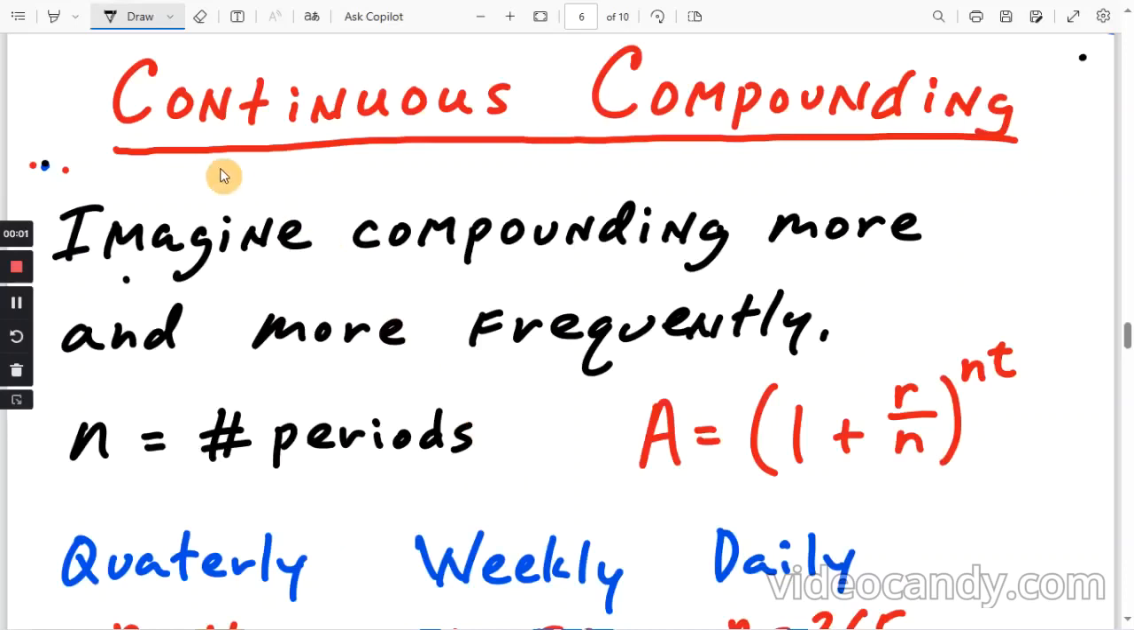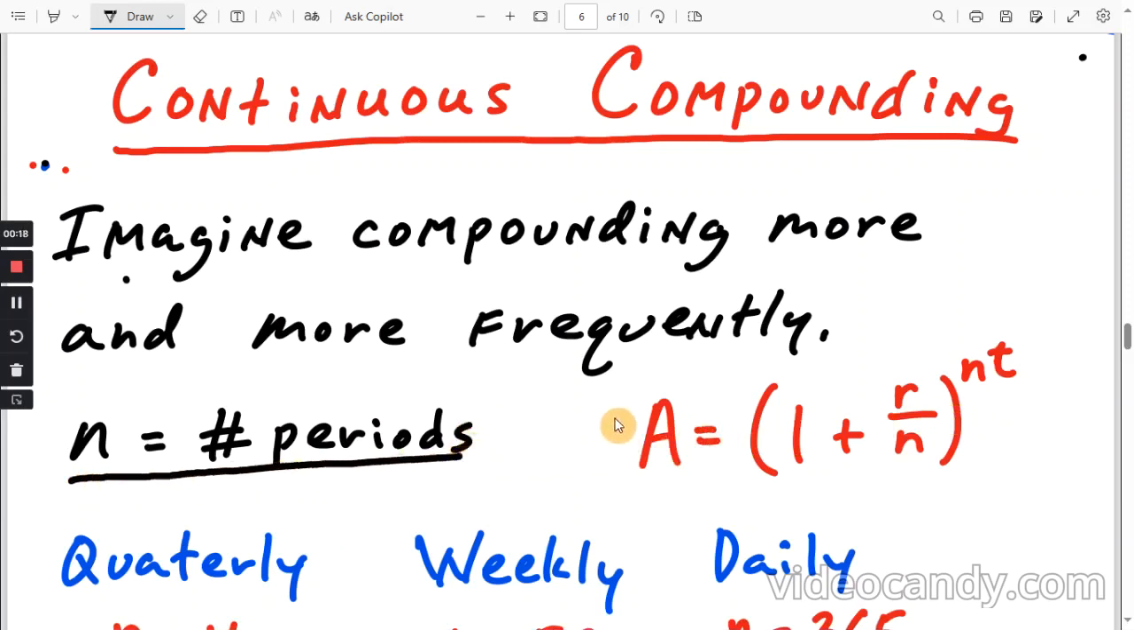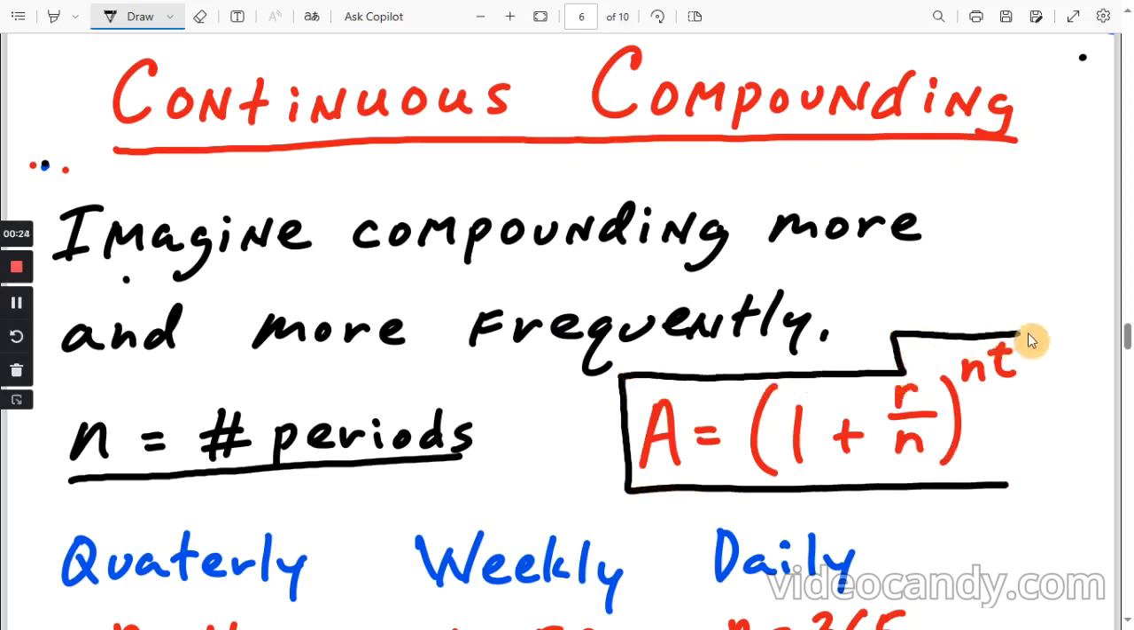Continuing with Chapter 9, we are moving on to continuous compounding. So you want to imagine compounding more and more frequently. And remember in this formula here, that N is the number of periods. And that's in this formula right here for compound interest. We covered this the other day.